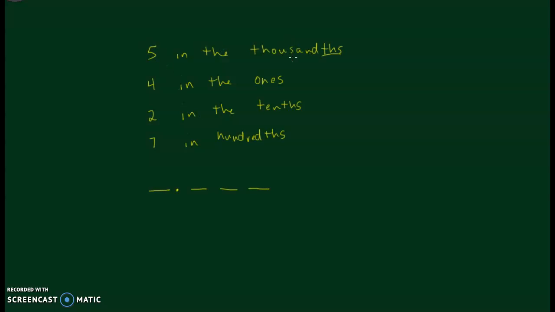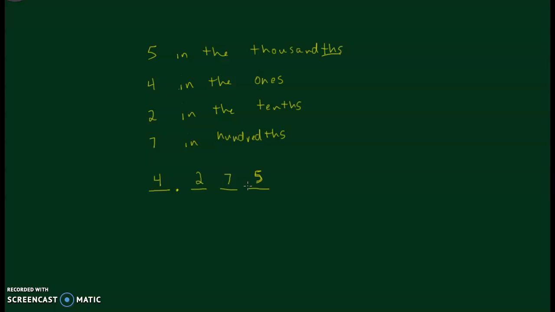And I have a 5 in the thousandths place. So the thousandths place is 3 after the decimal. Next, it says I have 4 in the ones place. The ones place is to the left of the decimal. The tenths place, I have a 2, and the tenths place is 1 to the right of the decimal point. And 7 in the hundredths place is 2 places after the decimal point. So my number is 4.275.